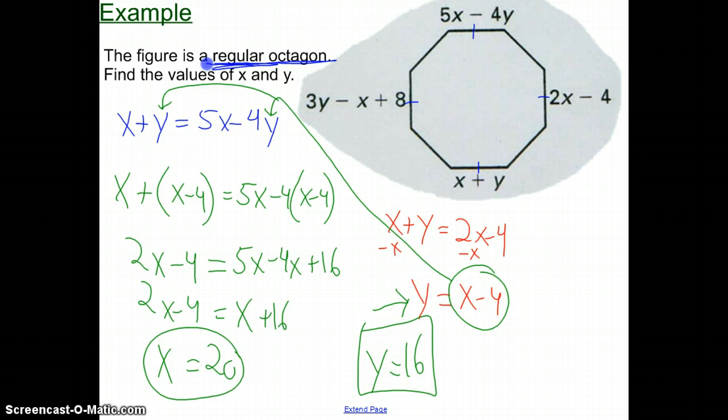And that's it. That's these examples, dealing with polygons: equilateral, equiangular, regular. Those are all clues to tell you and to help you get these relationships so that you can set up these equations and solve for the unknown variable or variables.